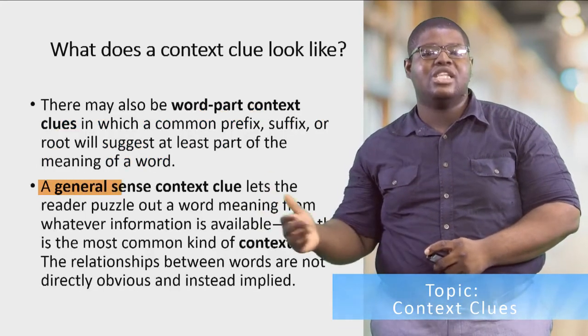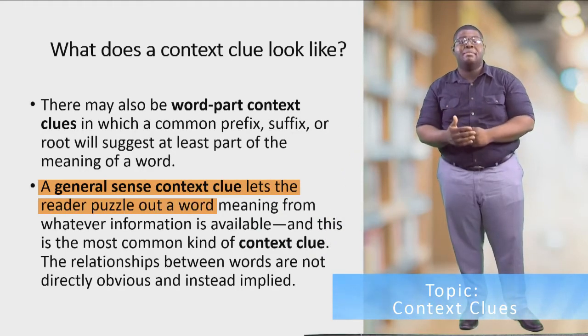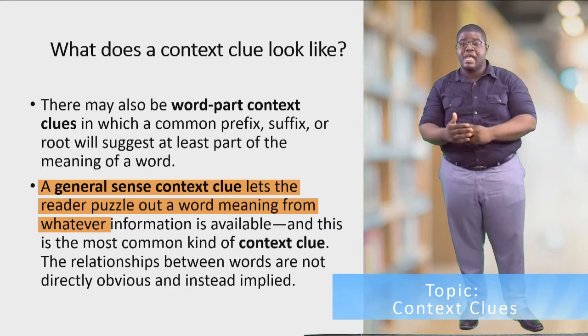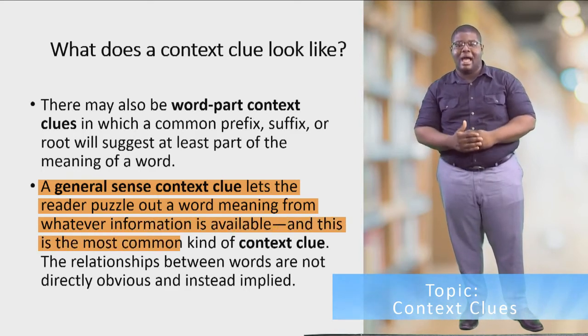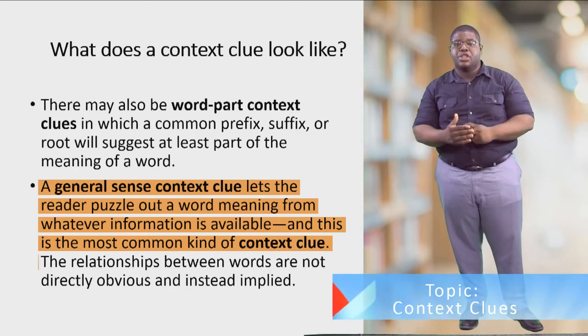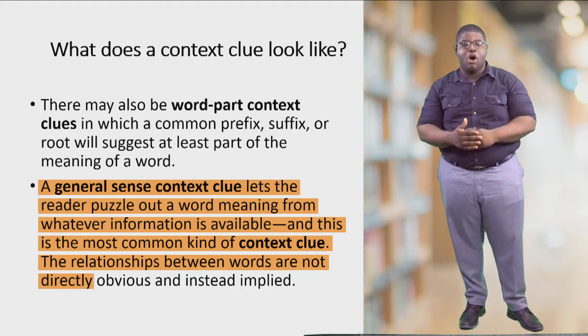A general sense context clue lets the reader puzzle out a word meaning from whatever information is available. And this is the most common kind of context clue. The relationship between words are not directly obvious and instead implied.